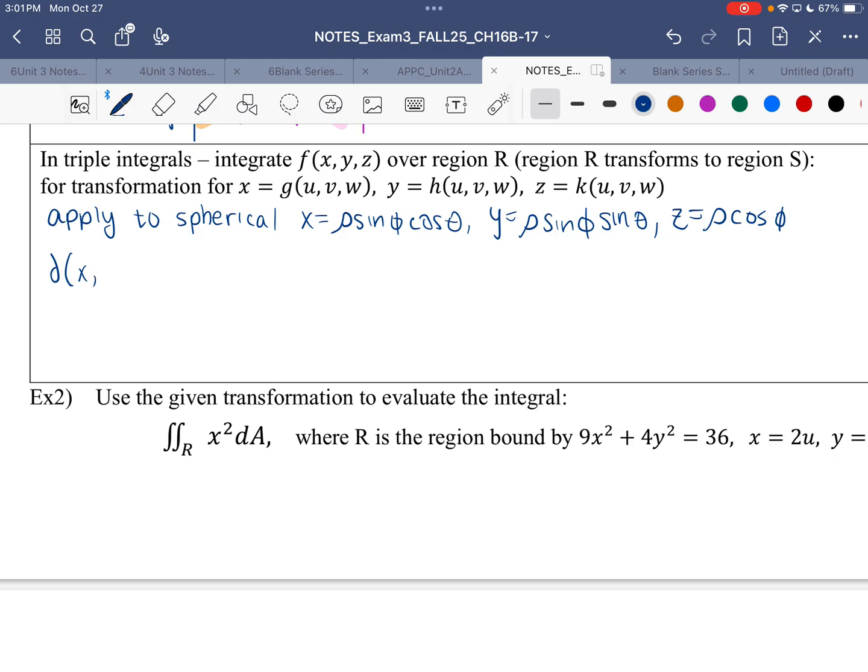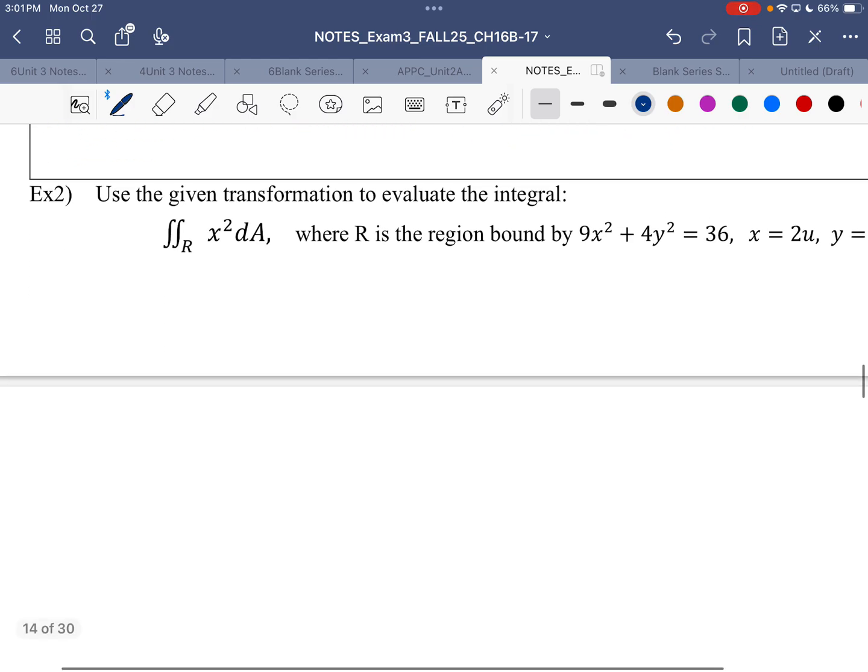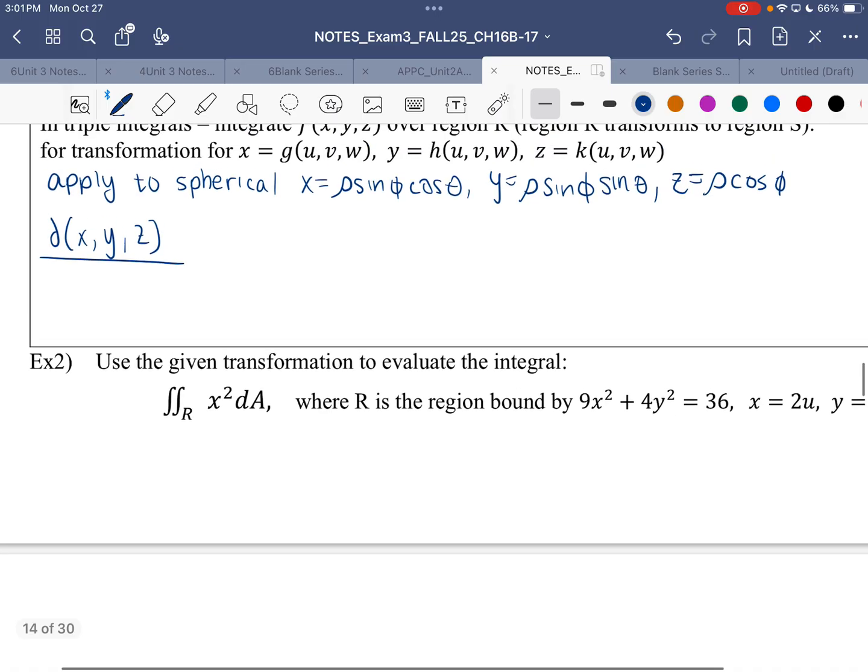Doing our Jacobian. Probably feeling a little too lazy to do the full Jacobian out. Oh my gosh, it happened here too. That's so disappointing. My mess up.